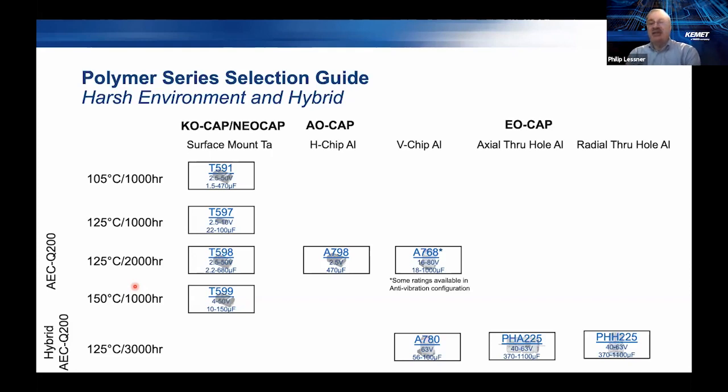If you're comparing aluminum wet electrolytics to aluminum polymer, then polymer can definitely have some advantages in terms of lifetime, because there's no dry out mechanism, unlike the wet electrolytics.